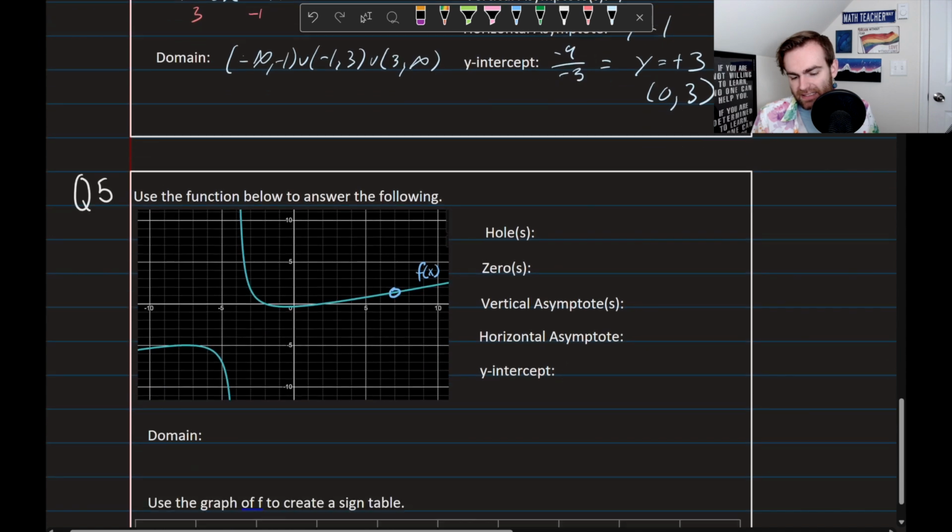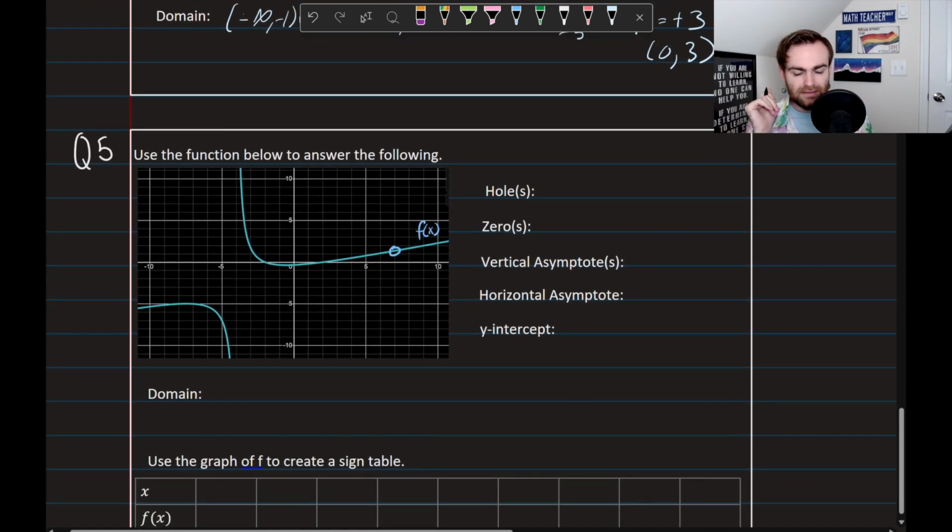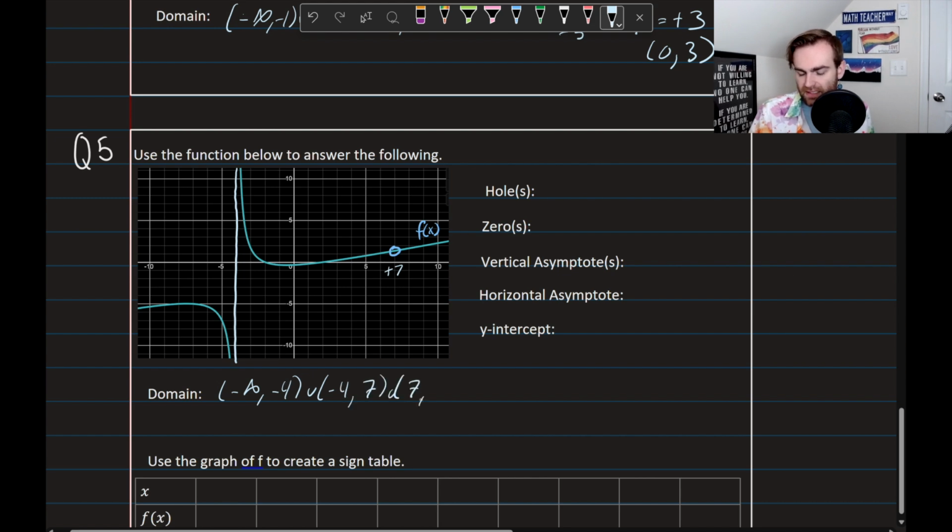Let's look at it graphically. So domain, I see we have a vertical asymptote here, and we have a hole at positive 7. So that would be negative infinity to negative 4, negative 4 to 7, and then 7 to infinity. We do have a hole, x equals 7.